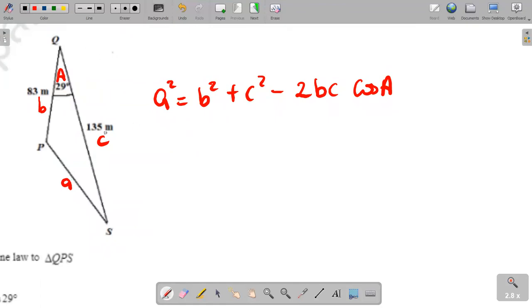So I'm gonna write in blue, black. So you're gonna write a squared because we don't have it. Do we have b? Yes, 83. So that's gonna be what? 83 square plus 135 square.